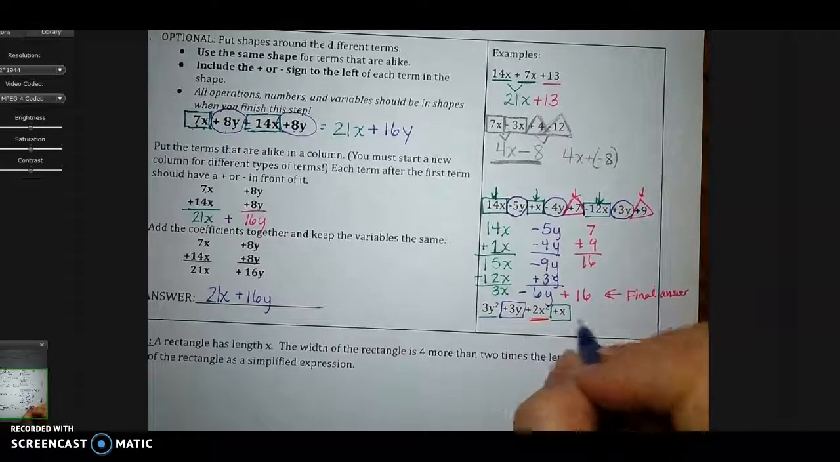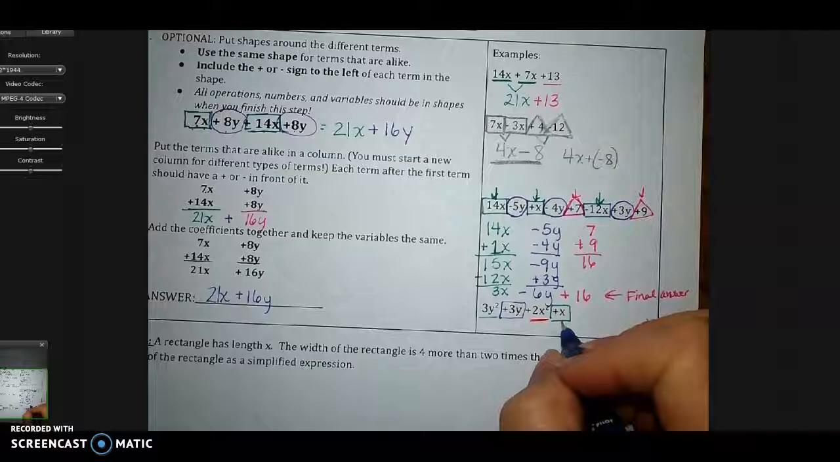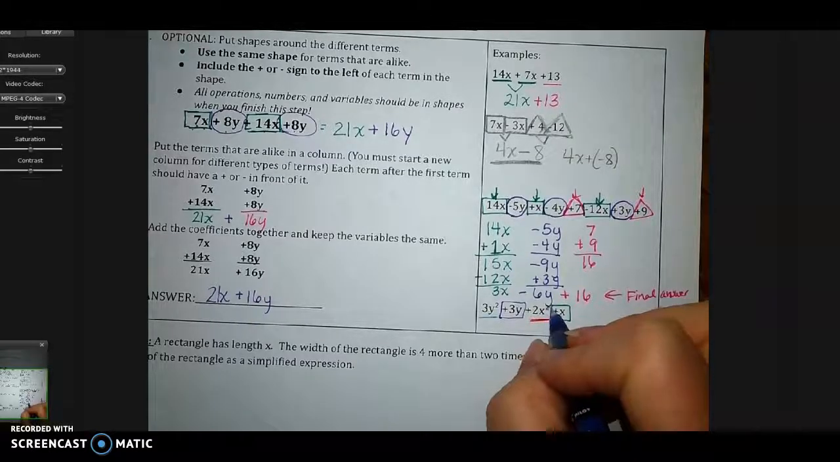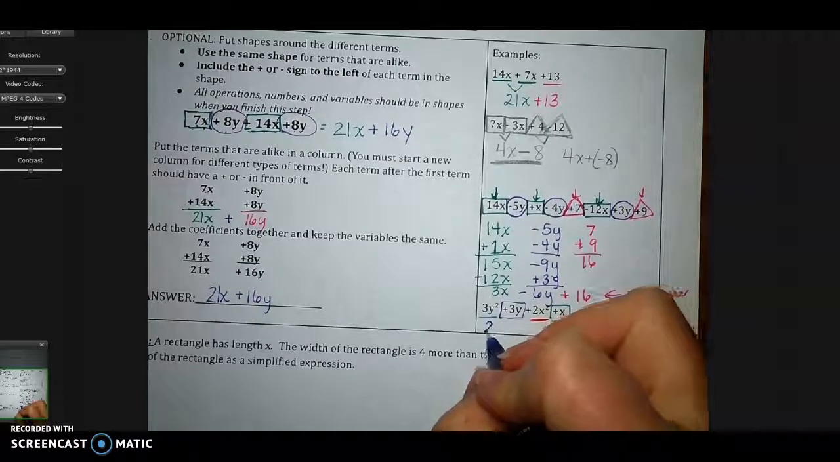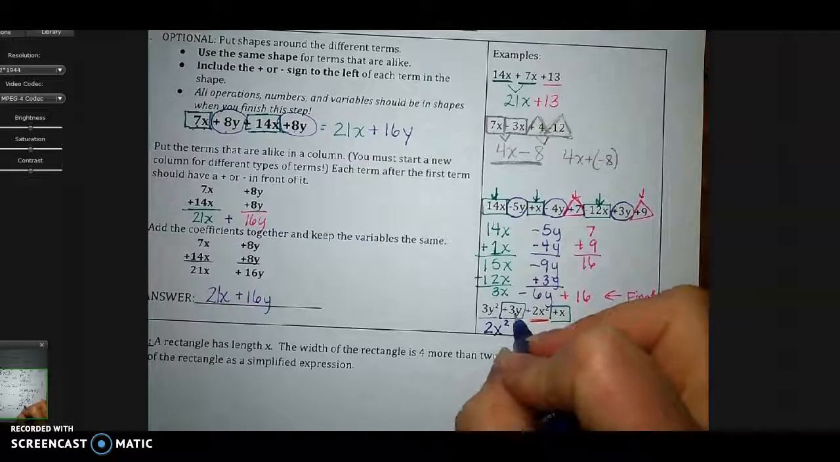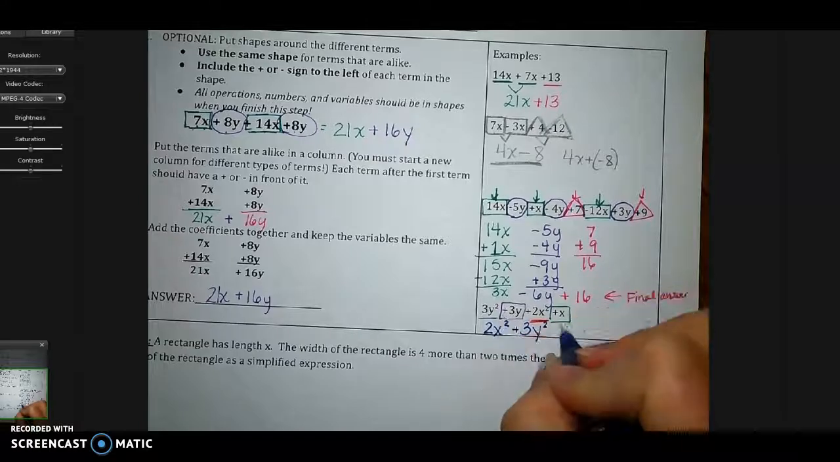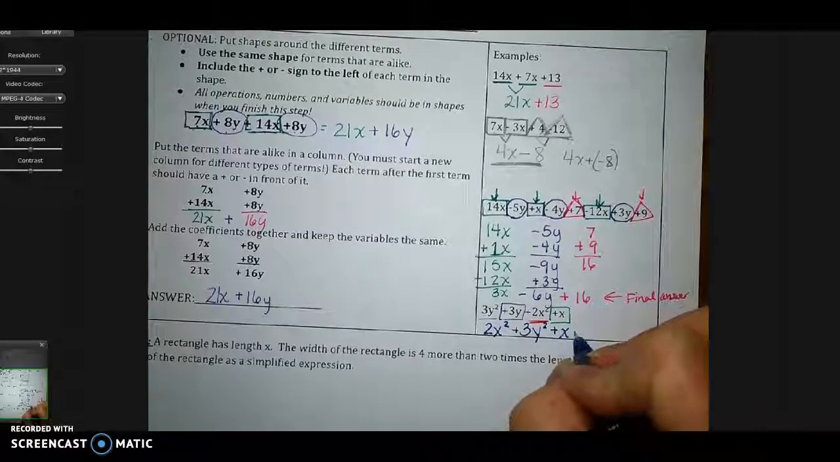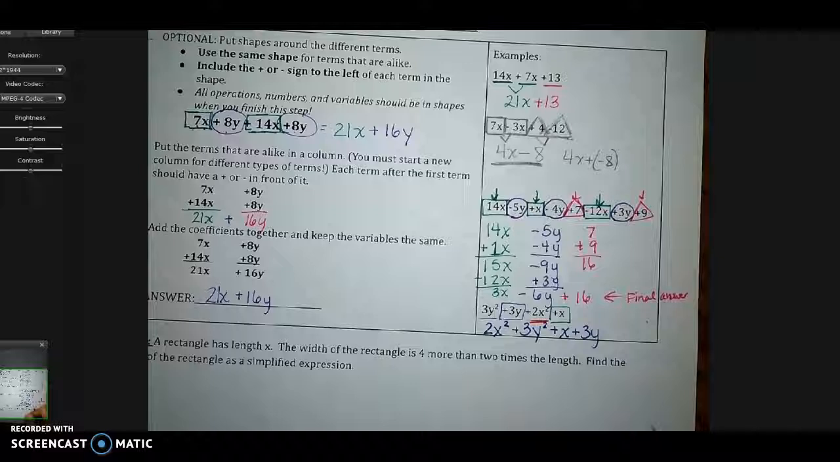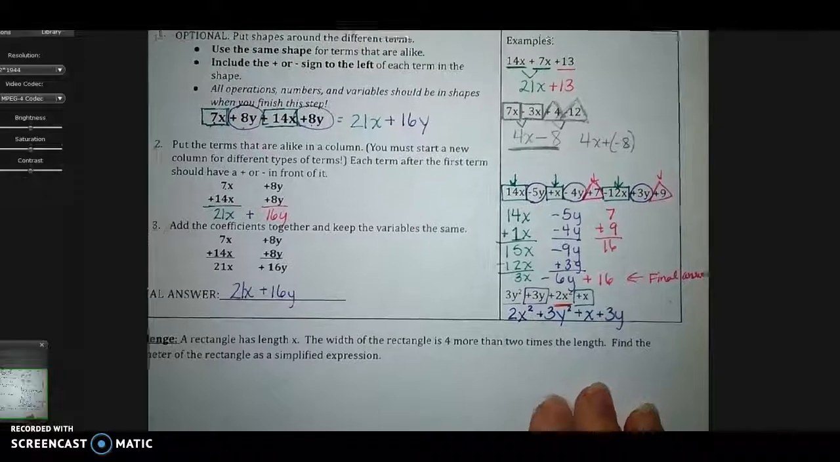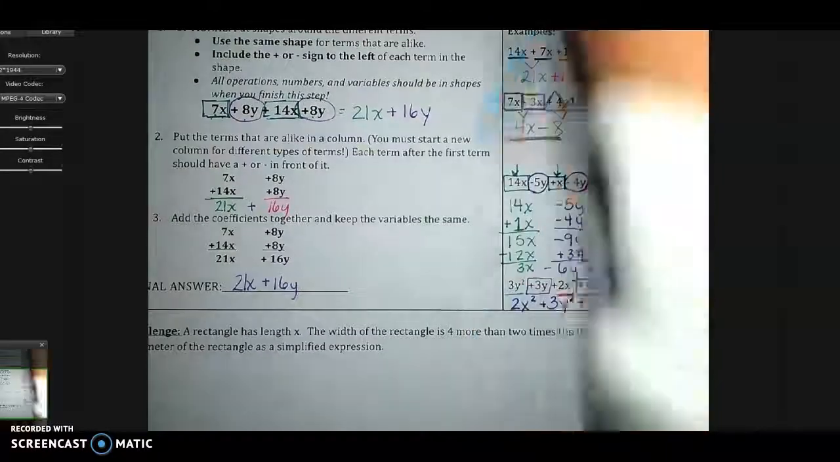Now what I can do is I can put them in alphabetical order, and I want to also do that with the highest power first. So I'm going to put 2x squared first. Then I'm going to put my plus 3y squared because it's positive. Then plus x, then plus 3y. So I couldn't combine anything there, but I did rearrange them.